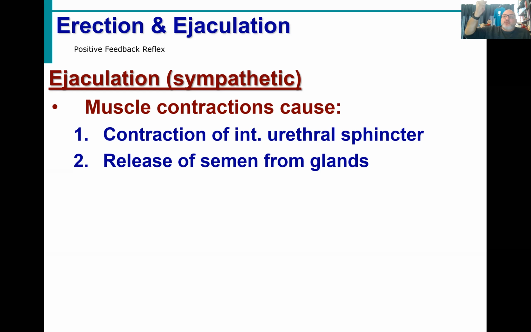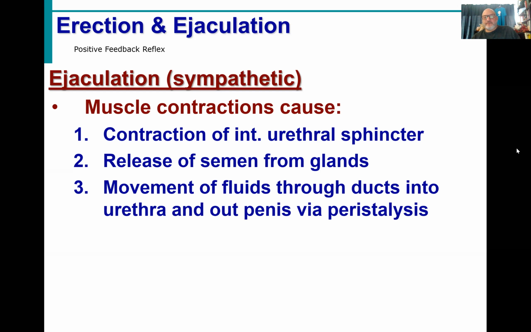Smooth muscle contractions will lead to the release of the secretions from the seminal vesicles, from the prostate, and in the ampulla, releasing the sperm as well. We will then get peristaltic contractions of the urethra, which will expel the ejaculate in a pulsatile nature out of the penis, again, hopefully into the vaginal canal.